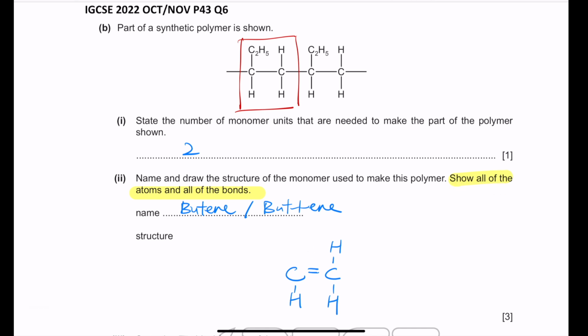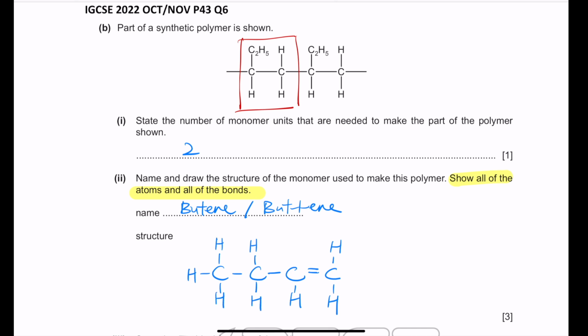Doesn't matter if you put it on top, at the side, or at the bottom, because it is still attaching to the same carbon. It is still the same, because we look at which carbon it is attaching to. So C2H5, okay. And how do you name this?